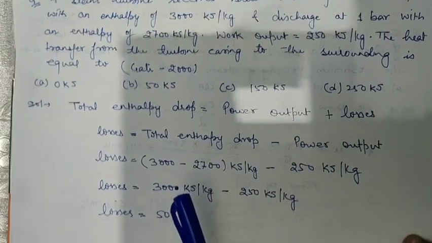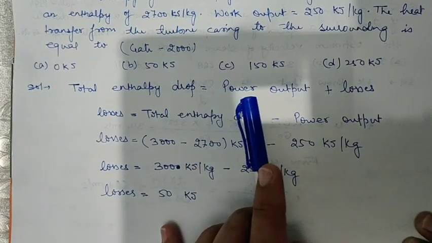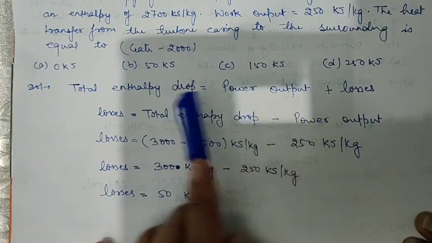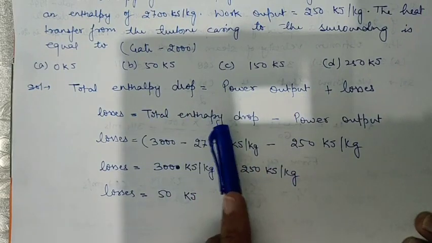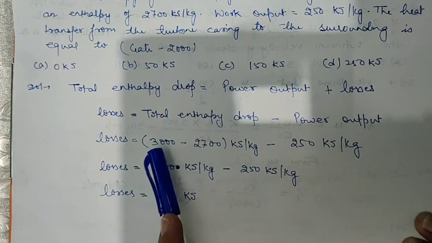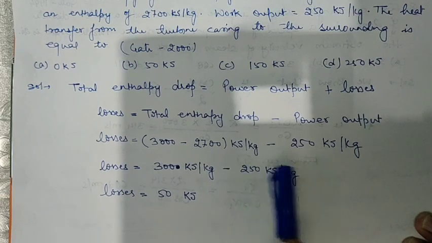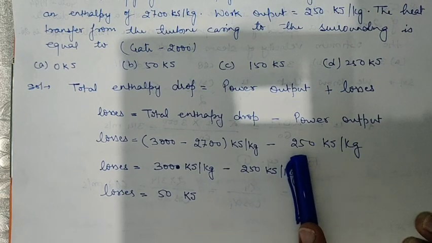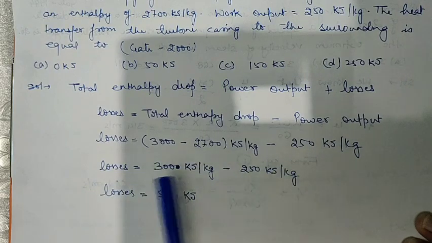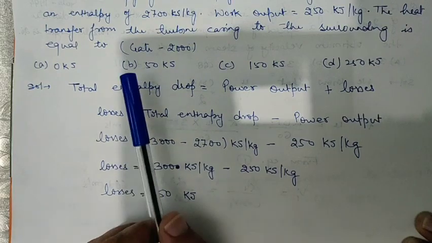So we know that the total enthalpy drop is given by power output plus losses. So from this formula, losses equal to total enthalpy drop minus power output. Enthalpy drop is given to you as 3000 minus 2700 kilojoule per kg, and power output is given as 250 kilojoule per kg. So therefore losses equal to 50 kilojoule. It means option B is correct.